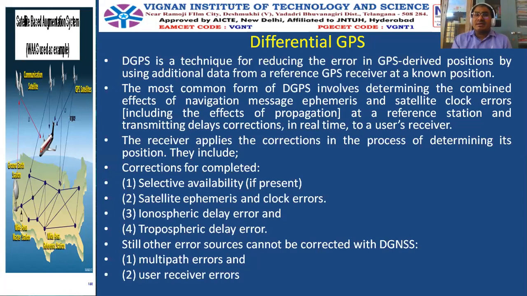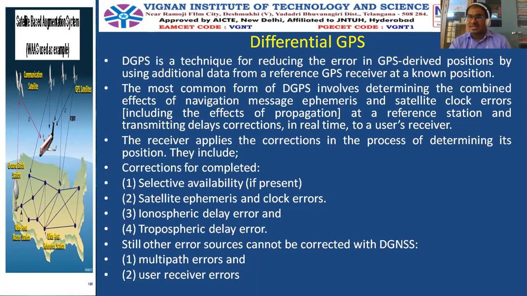And what kind of errors will be taken into account by differential GPS, there is a limitation. Of course, there are many errors which you have studied, and among them, selective availability error, satellite ephemeris and clock error, ionospheric delay error, and tropospheric delay error. These 4 errors will be accounted. These 4 errors will be corrected. Selective availability, if present, because selective availability is a feature which is removed, right? If present, it will be taken into account. If absent, that will not be accounted for.